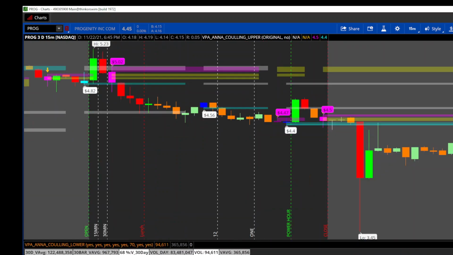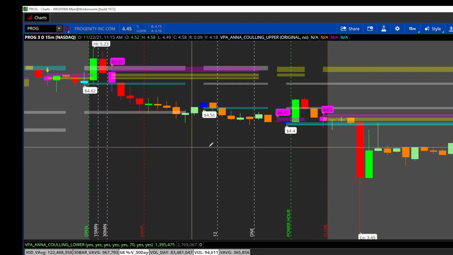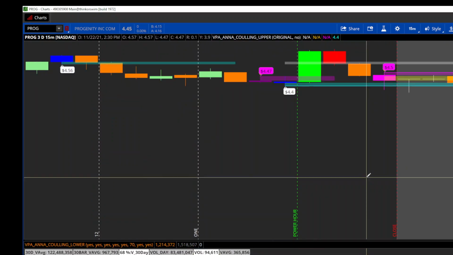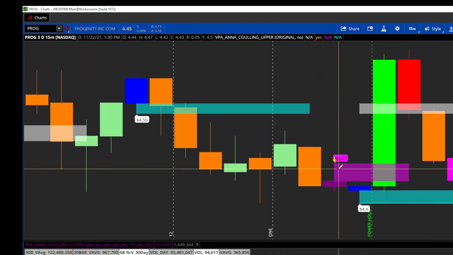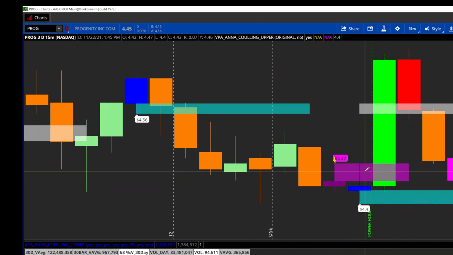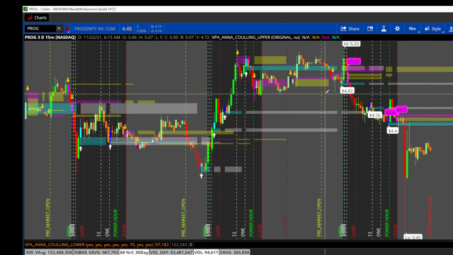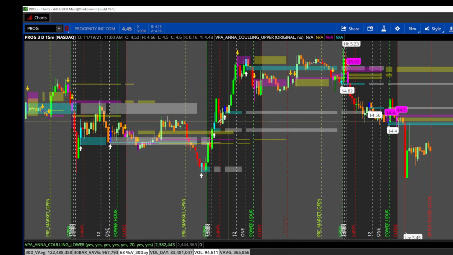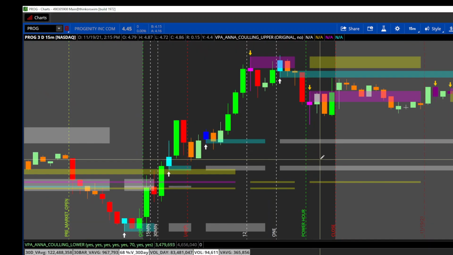And I really suggest anyone using this indicator read Anna Coulling's book. It really helped me out, especially when it came to areas of support and resistance, and really helped me build my trading up. Or even my long-term swing plays. I really like the indicator.